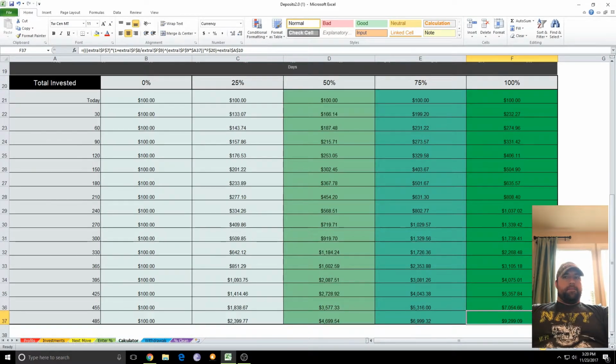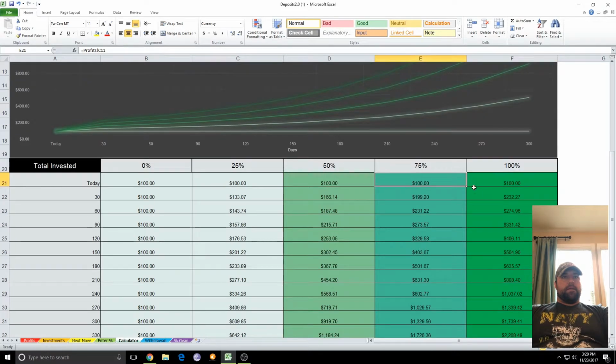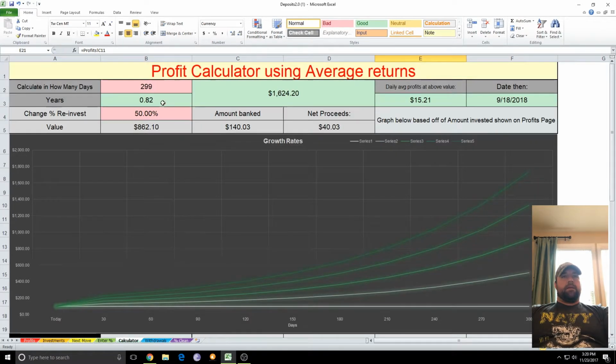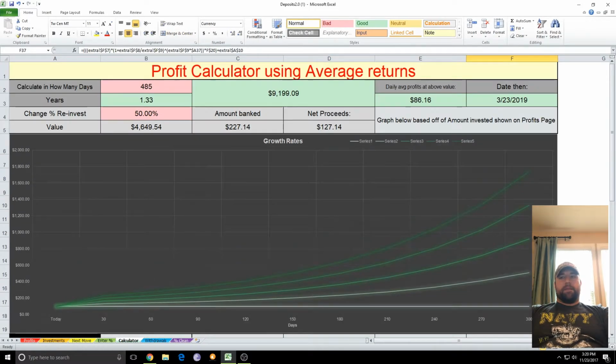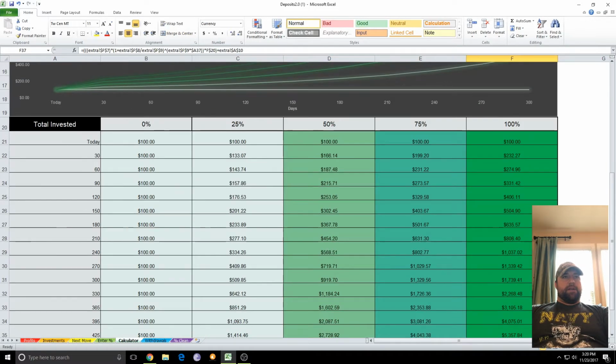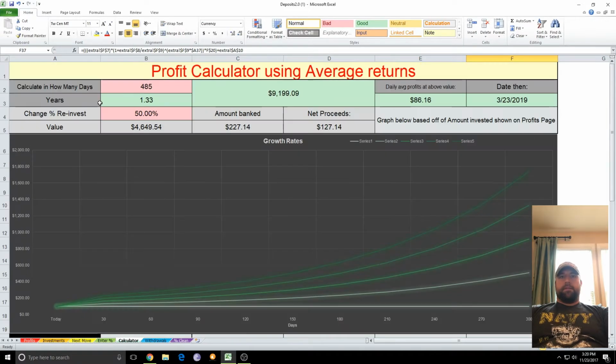All right. Okay. So if we choose 485 days, we'll have $9,000. 485 days, just over $9,000. These are off just by a little bit because I didn't subtract the initial investment. I will get that updated.